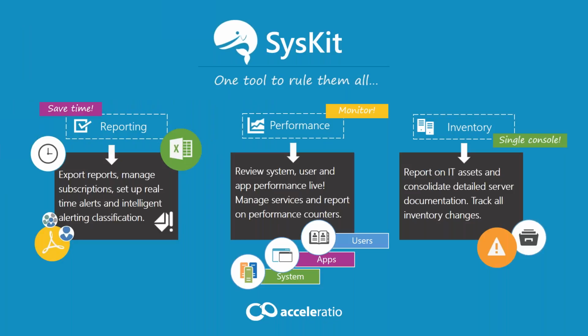To continue further onto SysKit, all SysKit reports can be exported to PDF or Excel for better presentation value. You can set up intelligent alerts, and they will notify you whenever some unusual event happens on your server. So everything that happens and you don't know about it, SysKit will tell you about it. And with SysKit's performance monitoring feature, you can track all existing performance counters in real time and historically, and that way you can really pinpoint the performance problems of your servers.